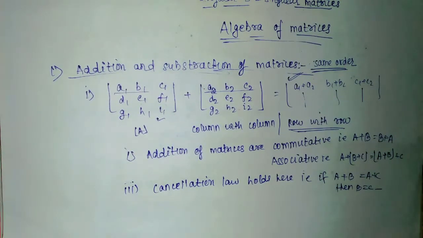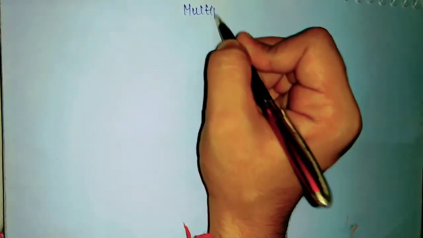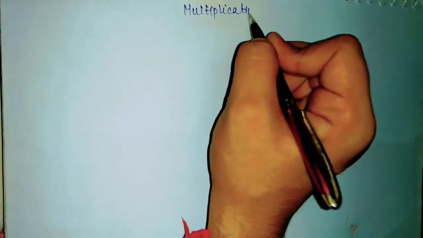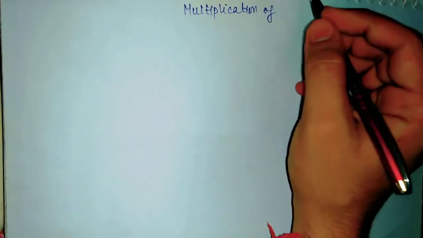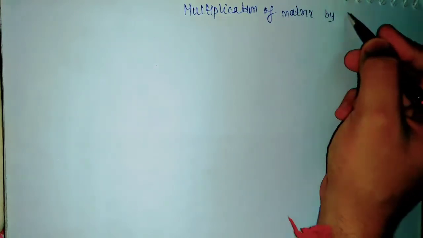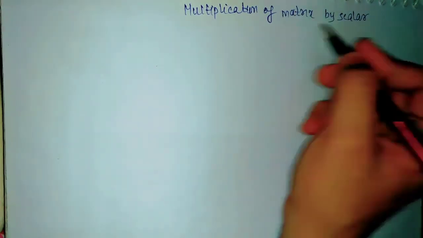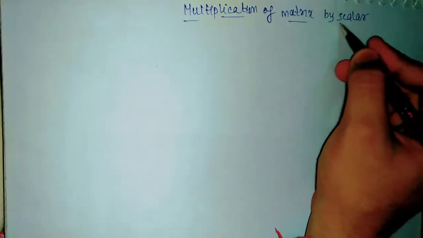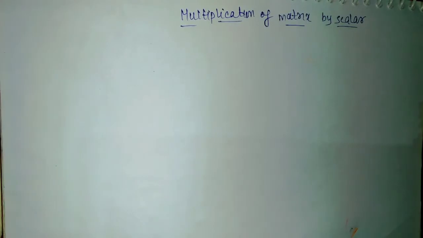Now we'll move to the next point of the algebra of matrices. That is multiplication of matrices. Now, multiplication of a matrix by a scalar. Okay, now the next point is multiplication by a scalar.